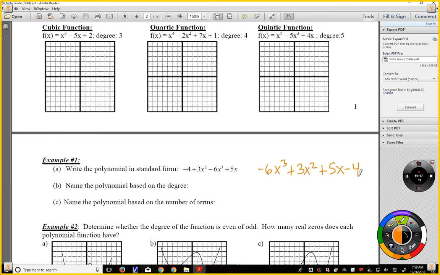Okay, so name the polynomial based on the degree. So remember, there's two ways to name our polynomial. One is based on the degree of the function. One is based on the number of terms. What is the name of this polynomial based on its degree? Okay, so good. She gave us both. The degree is 3. So its degree name is cubic, and it has 1, 2, 3, 4 terms. Anything more than 3 is just referred to as the generic polynomial.